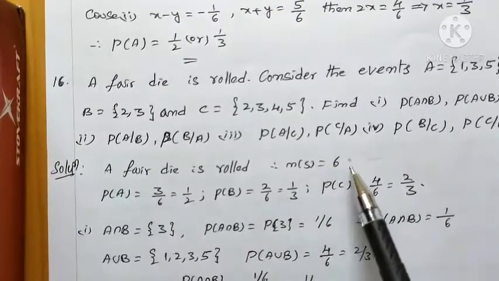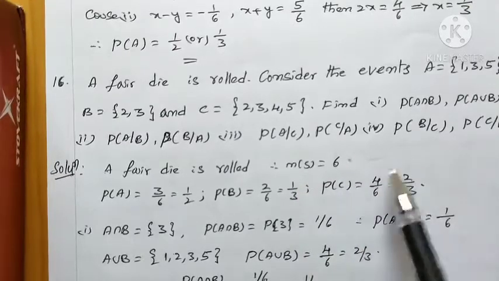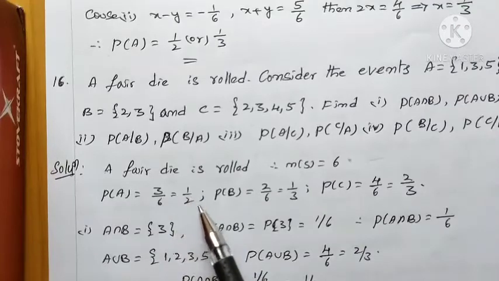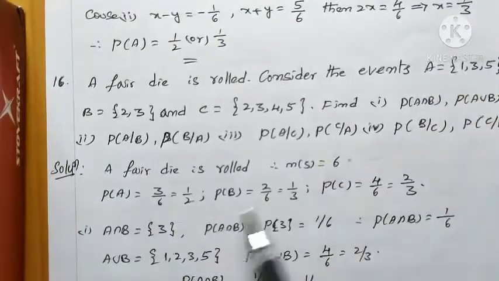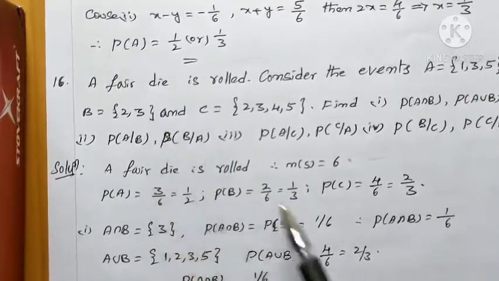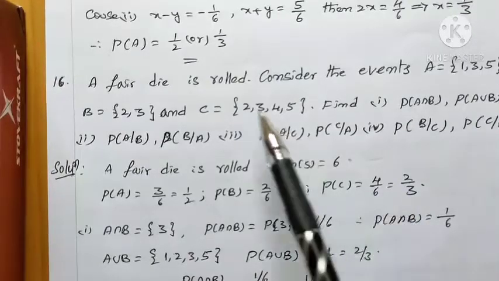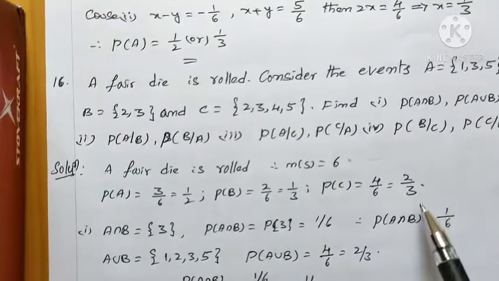Therefore, n of S is equal to 6. The sample points are 1, 2, 3, 4, 5, 6. P of A is equal to 3 by 6, that is equal to 1 by 2. That means n of A is equal to 3, n of S is equal to 6, 3 by 6, 1 by 2. P of B is 2 by 6, that is equal to 1 by 3. P of C is equal to 4 by 6. The set is 2, 3, 4, 5. n of C is equal to 4, 4 by 6, that is equal to 2 by 3.